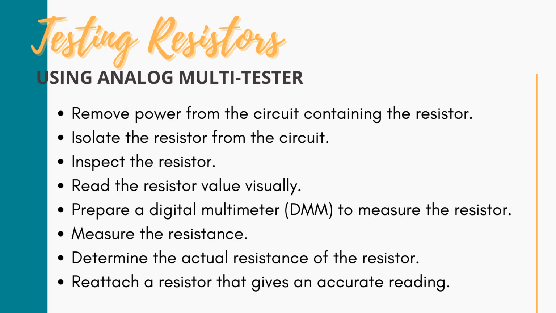Testing resistors using digital multimeter. 1. Remove power from the circuit containing the resistor. 2. Isolate the resistor from the circuit. 3. Inspect the resistor. 4. Read the resistor value visually. 5. Prepare a digital multimeter, DMM, to measure the resistor. 6. Measure the resistance. 7. Determine the actual resistance of the resistor. 8. Reattach a resistor that gives an accurate reading.